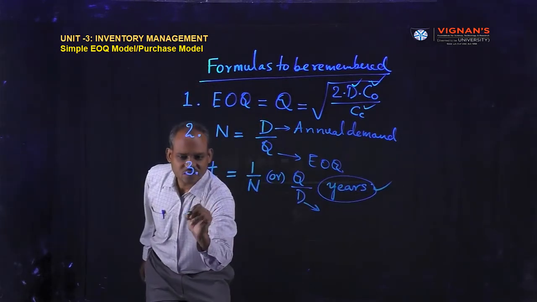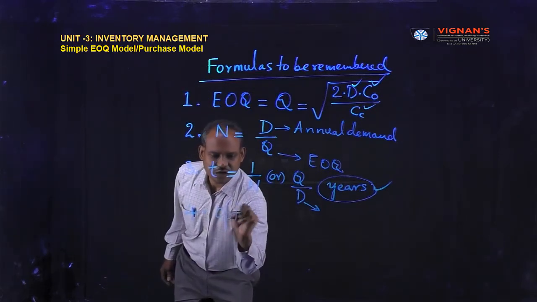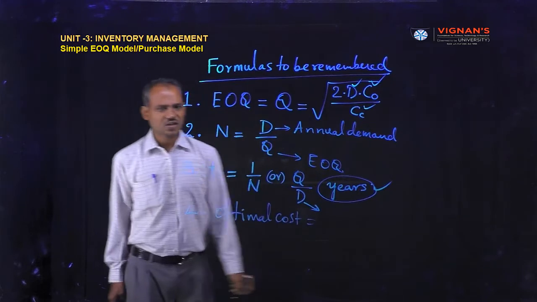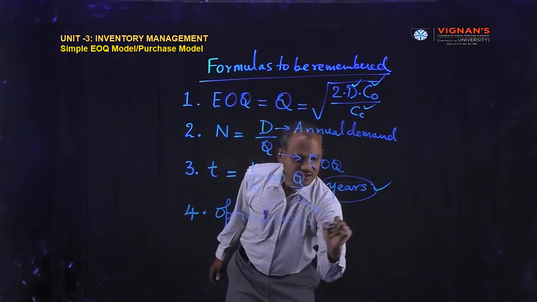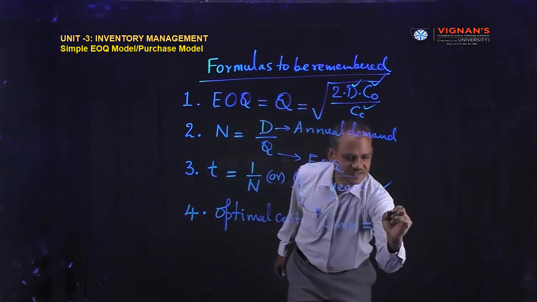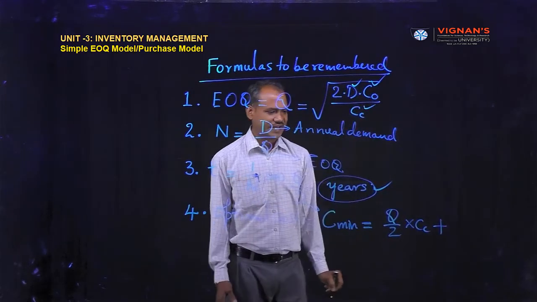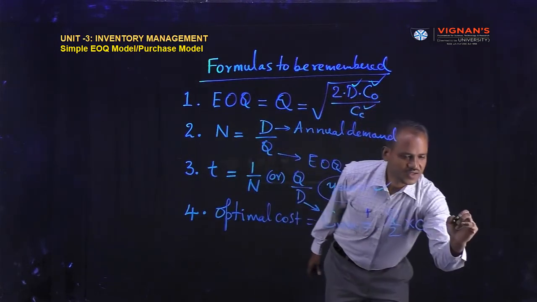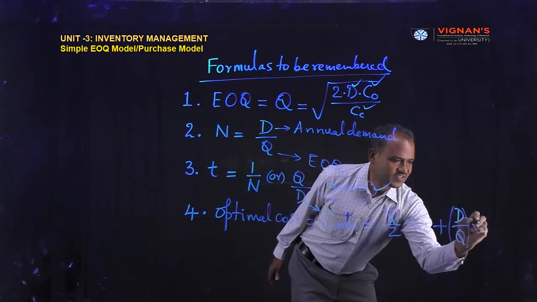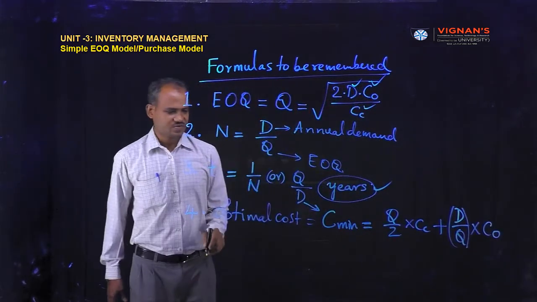Next, fourth important formula, optimum or optimal cost. Optimal cost means only on inventory cost. In shortcut we can call it C minimum, only on inventory. That is Q by 2 into CC. It is nothing but the total annual carrying cost. Second one is the ordering cost. D by Q is nothing but the number of orders placed in a year, into the ordering cost per order. This is the optimum cost.